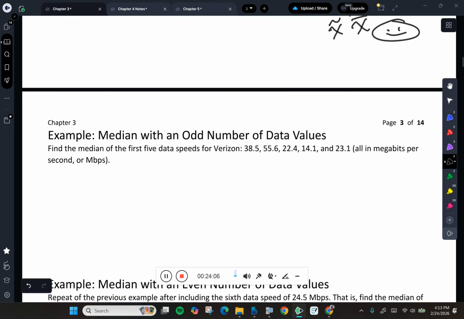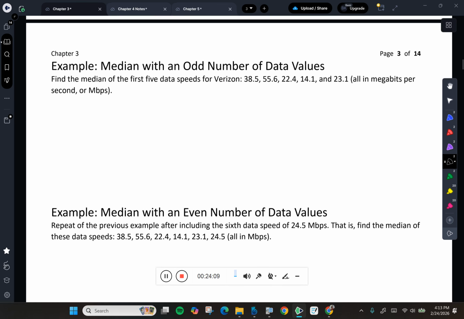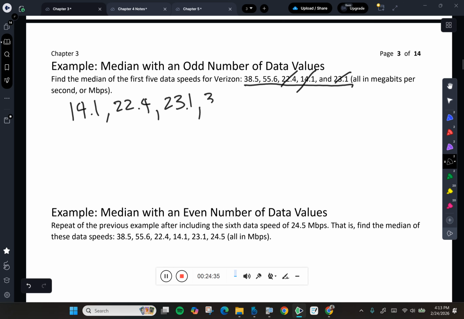All right, so let's look at an example. I would like to find the median of the first 5 data speeds for the Verizon data set. Okay, so here's my data set. I want to find the median. I'll show you by hand first. First thing I'm going to do is order it from lowest to highest. So 14.1 and then 22.4 and then 23.1 and then 38.5 and then 55.6. There's my data set.